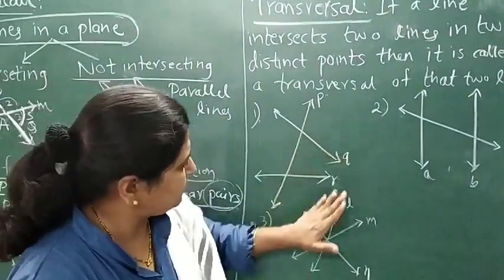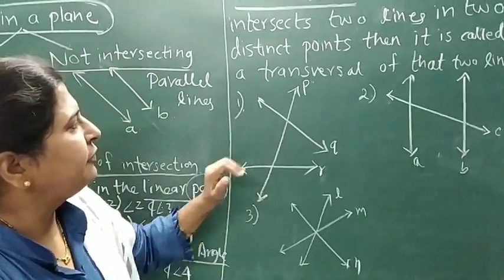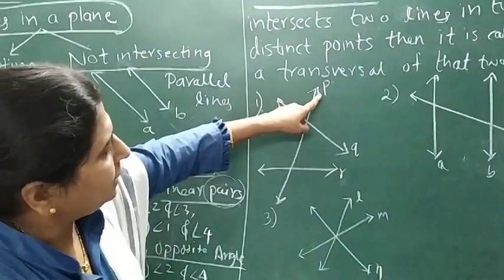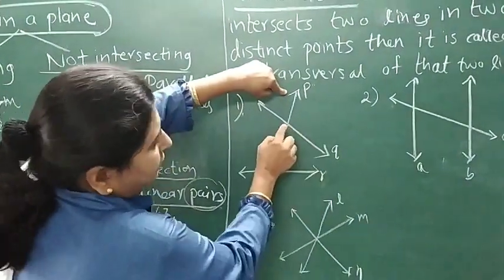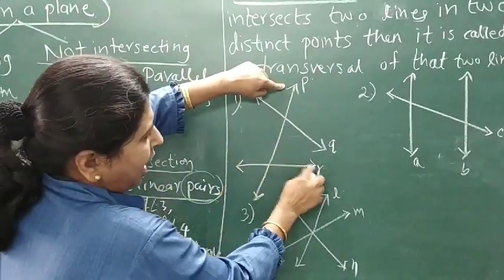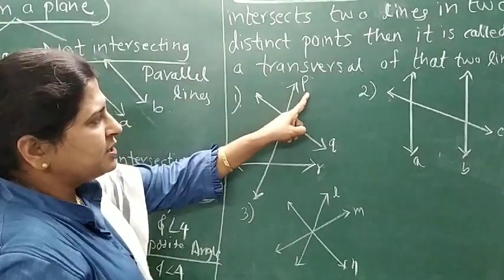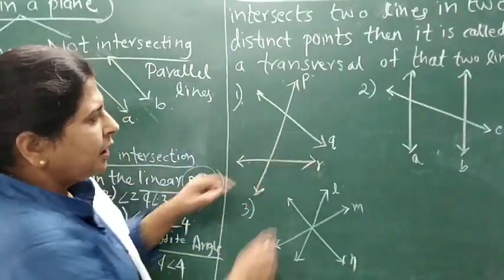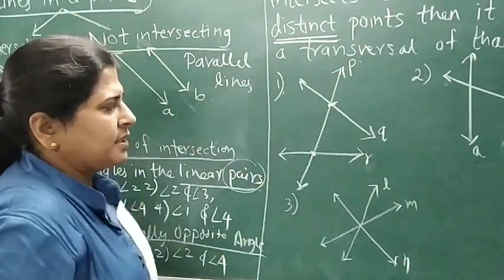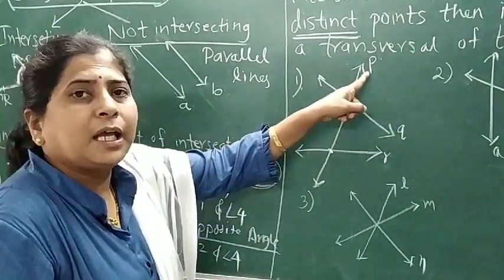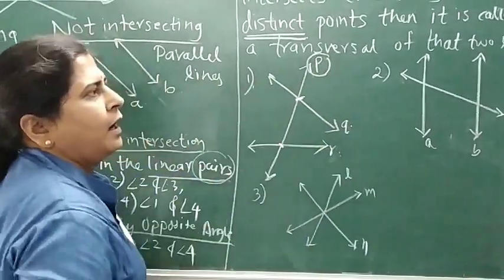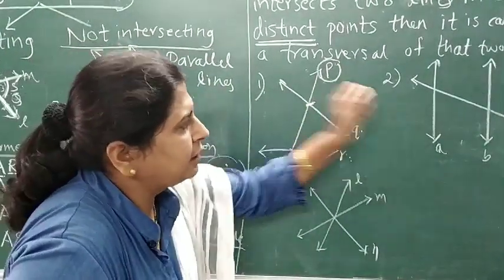I have drawn here three figures, and we have to identify which line is a transversal of the other two lines. Now think about line P. Line P is intersecting line Q here. So these P and Q are intersecting each other, correct? Now P is intersecting line R also. So P is the line which is intersecting lines Q and R in two distinct points. Distinct means different points. That's why in this figure we can say line P is a transversal of lines Q and R.